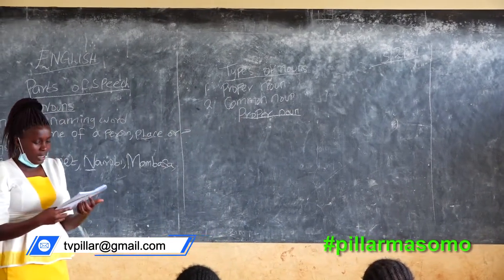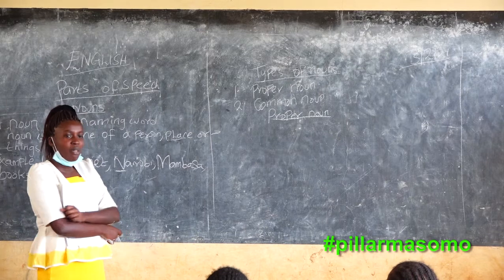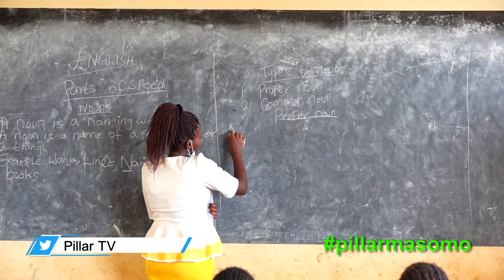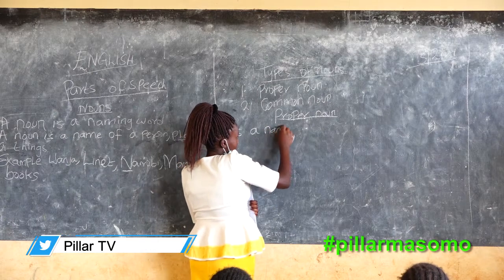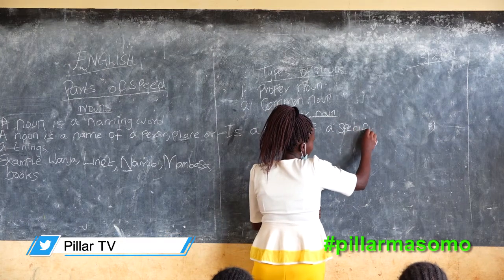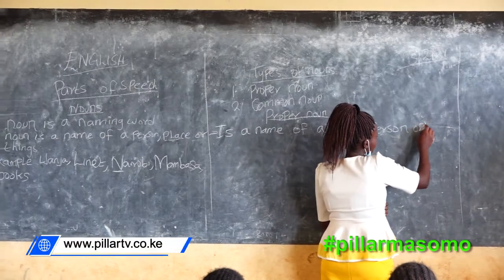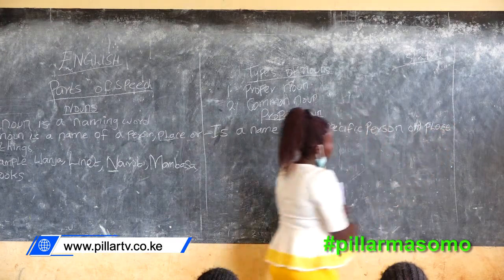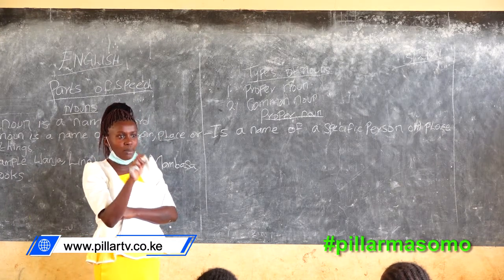A proper noun is the name of a specific person or place. So what is a proper noun? It is a name of a specific person or place, okay?